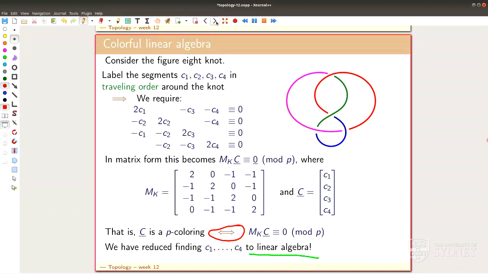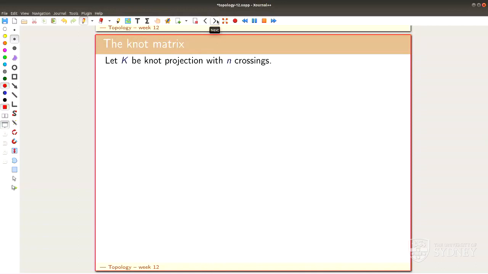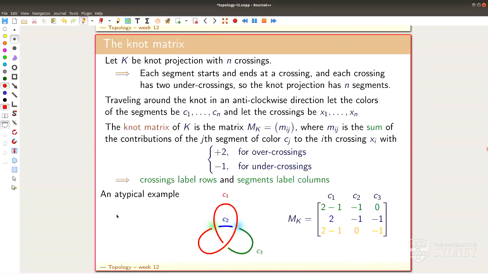And let me now explain how that works in general. It's exactly what we did, but let me just do it for you. So the knot matrix: we take a projection with n crossings, and we do the following. I'll just do the example for you. So we label all the segments. So this could be a projection down here, for example. We label all the segments, and I should give them the correct color. So this is green, and this is blue. So I label the segments, and this indexes the columns of my matrix. And I number the crossings, which indexes the rows of my matrix.